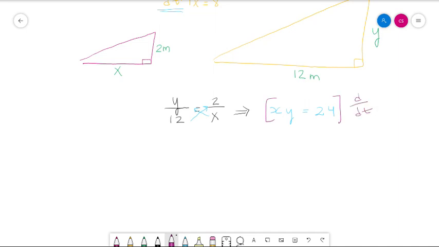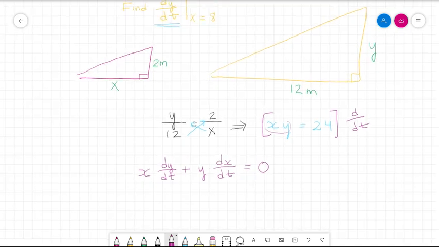Okay, remember x and y are both functions of time. And this is a product. So how do we take the derivative of a product? We use our product rule. So first function times the derivative of the second function plus second function times the derivative of the first. And now what's the derivative of a constant? It's 0.